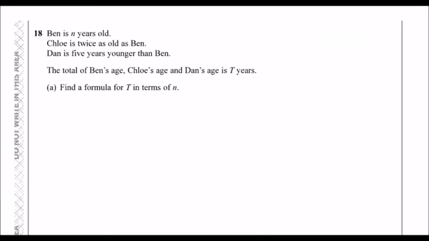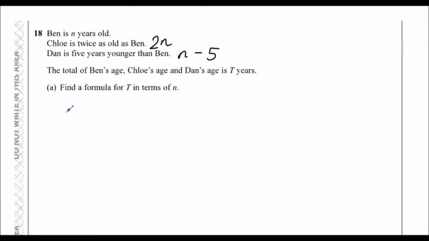Question 18. Ben is n years old. Chloe is twice as old as Ben. So if Ben is n years old, 2 times that is 2n. So Chloe is 2n years old, and Dan is 5 years younger than Ben. So 5 less than n is n take away 5. The total of Ben's age, Chloe's age, and Dan's age is t years. Find a formula for t in terms of n.